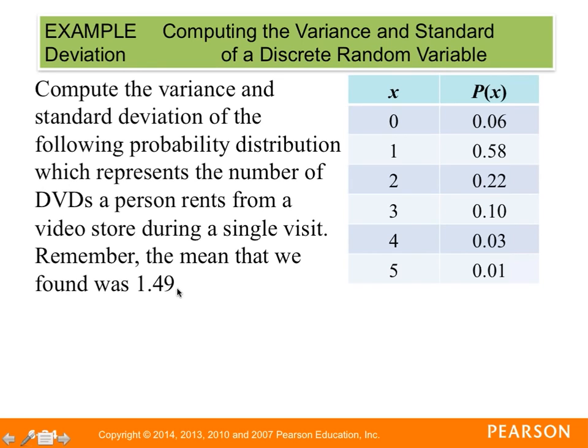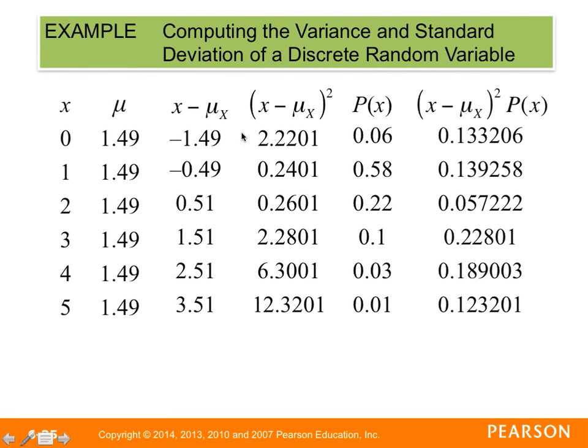So if you recall, the mean for this problem was 1.49 when we found it. All right, we have all of our x's, we have all of our probabilities already, and we have our mean, which are the three things that we need in order to get started. So if you're going to do this by hand, the easiest way to set it up would be to set up some kind of chart, okay? So the first thing you're going to do is take your x values and subtract the mean. For example, I'm going to take 0 minus 1.49, 1 minus 1.49, 2 minus 1.49, all the way down, okay?